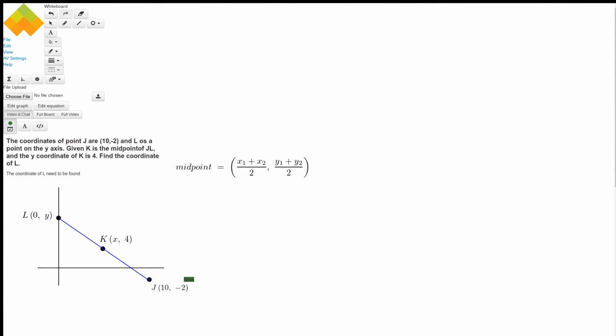picture. I always think that that's super helpful, makes things a lot easier. So I have a line segment here where I've got J, which they gave us at 10, -2. I've got L at 0, y. We don't know what the y value is, but we know it's got to be on the y-axis, so the x is 0. And remember, those are called the endpoints of our line segment. It's just the points at the ends. Very creative name somebody came up with.